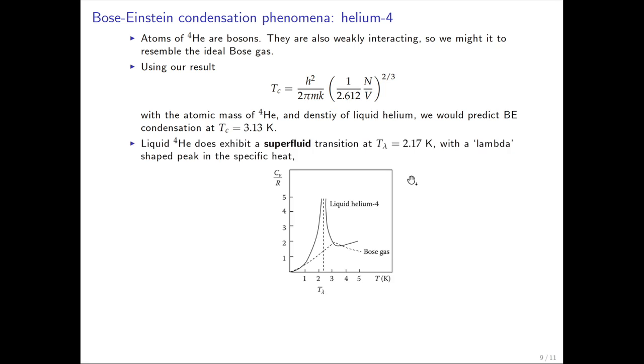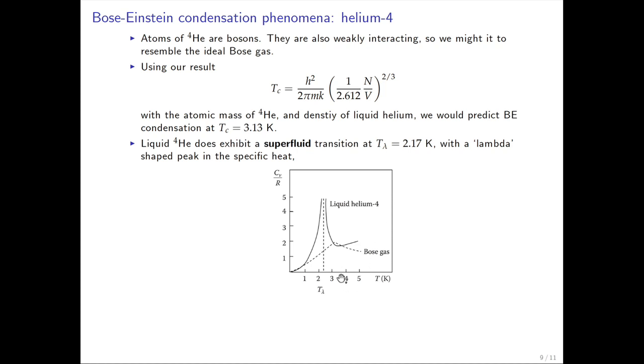Well, liquid helium-4 does exhibit a superfluid transition, and it actually occurs at 2.17 Kelvin, a bit lower than this estimate, and it's called the Lambda transition. The reason you hear it called the Lambda transition, and why the critical temperature is usually denoted T sub lambda, is because if you look at the specific heat of liquid helium-4, it has this really sharp peak, and it actually has a little bit of a discontinuity up here, and it looks like the Greek letter lambda, so that's how it got the name.